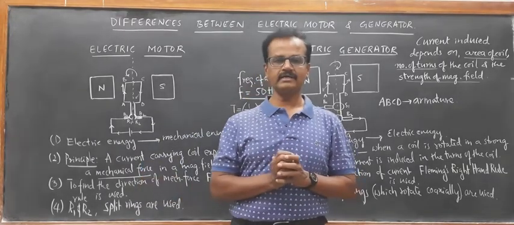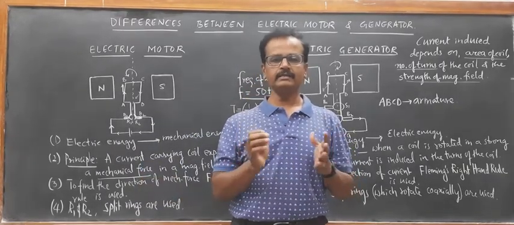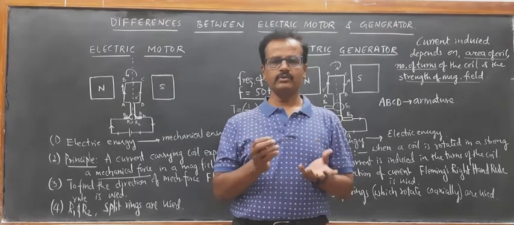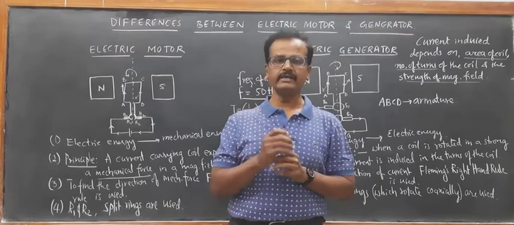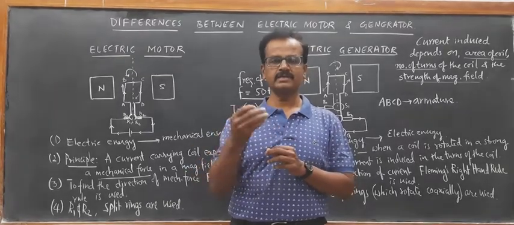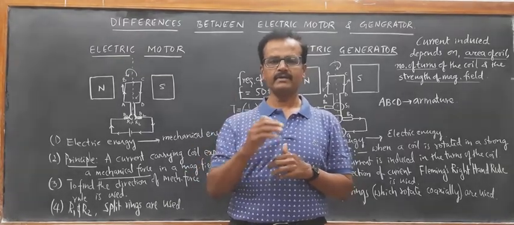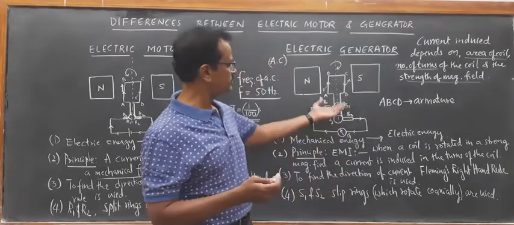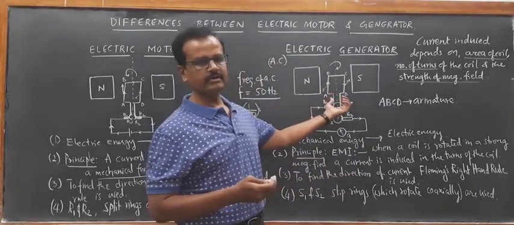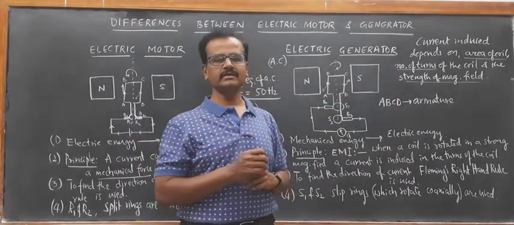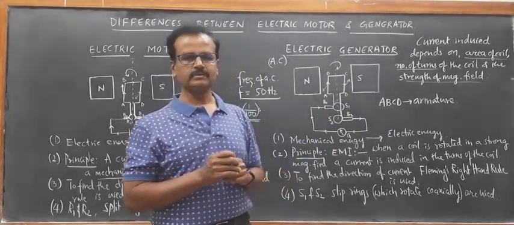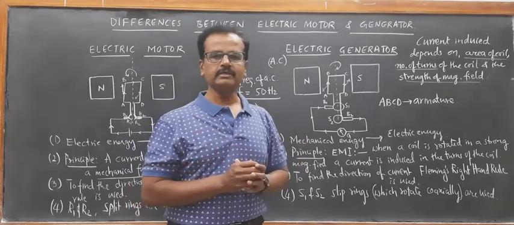What is the meaning of alternating current? Alternating current is the current which reverses its direction periodically, after every half revolution of the armature coil. After every half revolution of the armature coil, the direction of current reverses. So it has an advantage over DC.